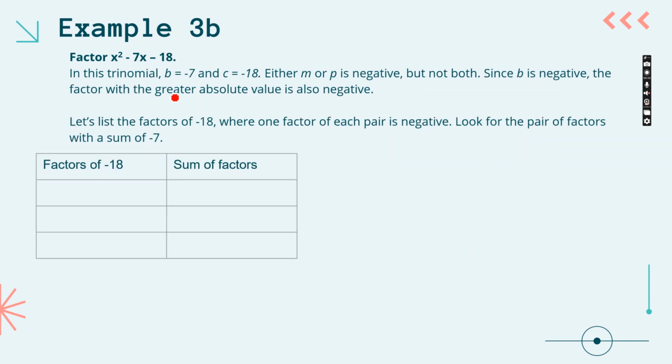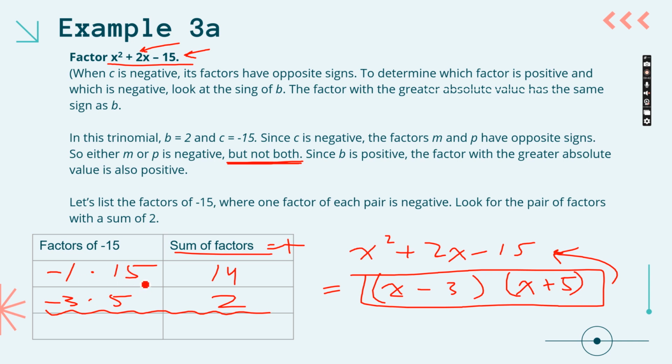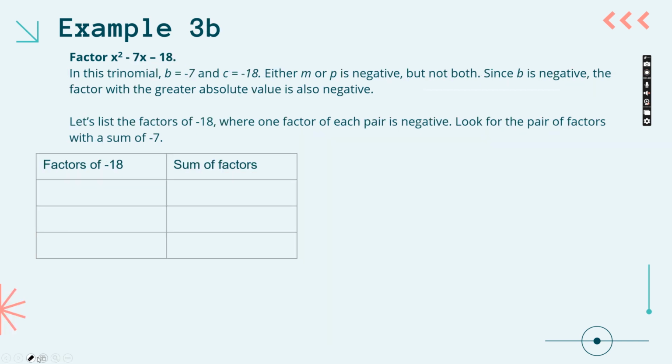Let's do another problem though, where in this case, our B term is negative, which means that the number with the greater absolute value should also be negative as well. So kind of like what we had here, but the bigger number, in this case, like 15 or 5, will be negative instead of the smaller number. So in this case, we're looking for factors of 18.